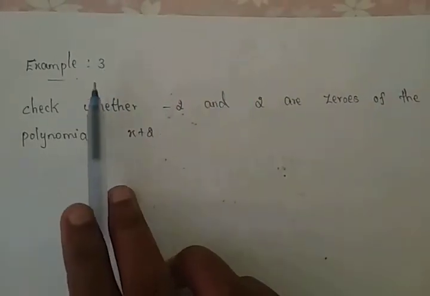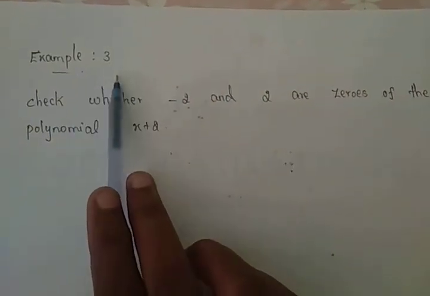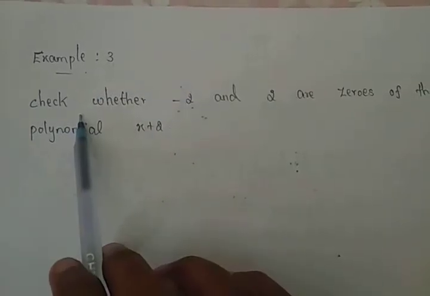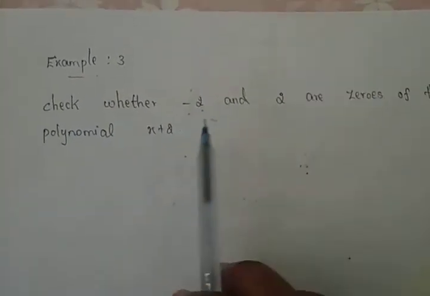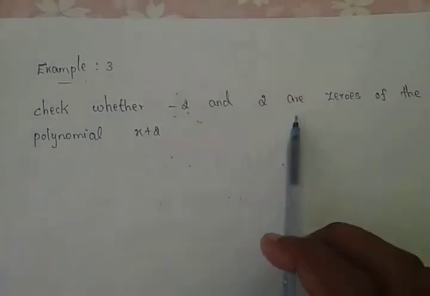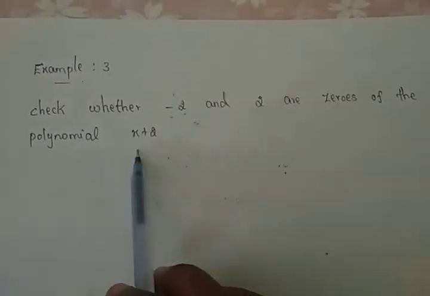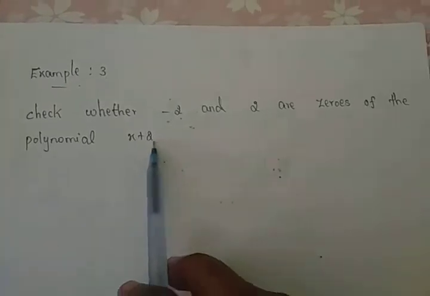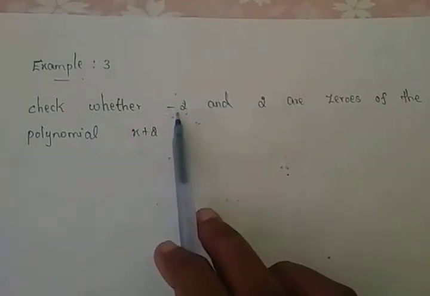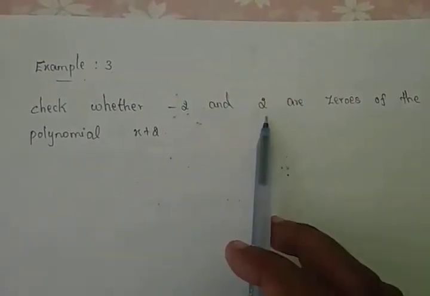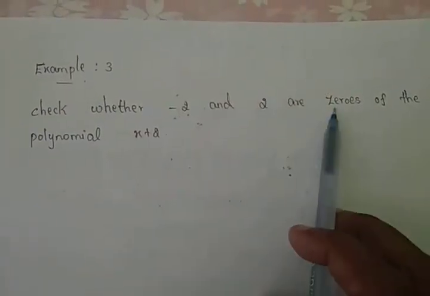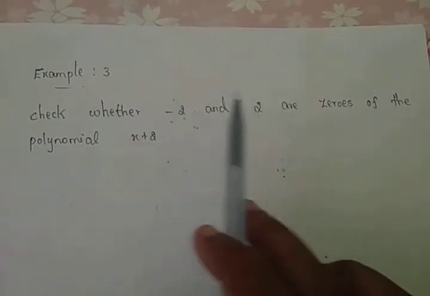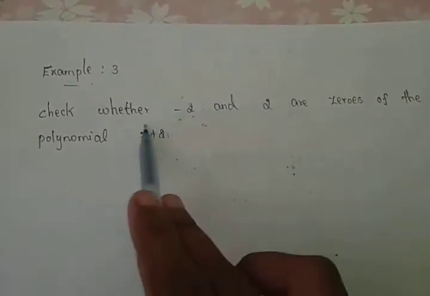Students, now I am going to explain example 3 in second chapter. Check whether minus 2 and 2 are zeros of the polynomial x plus 2. Two numbers are given, minus 2 and 2, and they are the zeros of the polynomial x plus 2.